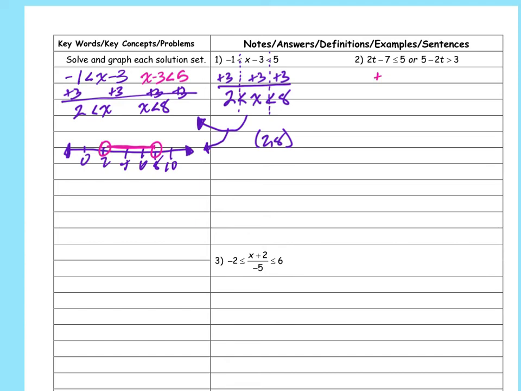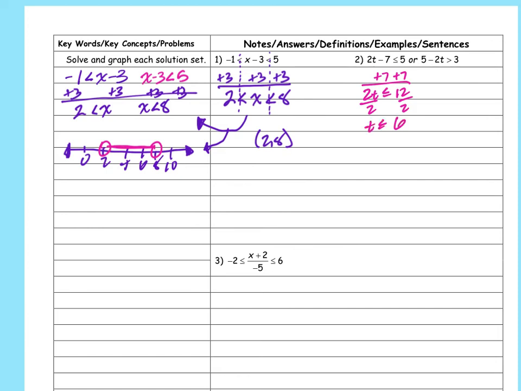Okay, so I'm going to add 7 to both of them, and I'm going to solve them individually. So 2t is less than or equal to 12 divided by 2. T is less than or equal to 6.